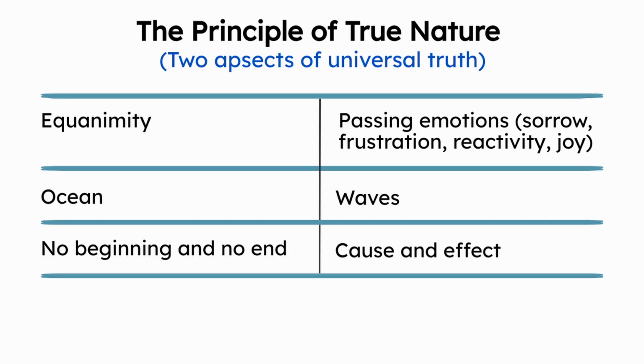Just like waves in the ocean. Our passing emotions are like waves, and then ocean is like equanimity. And ocean, waves, we cannot separate them. All kind of our human experience of our minds and thoughts, feelings cannot be separated from our original calm state of equanimity. And the final comparison in this chart is no beginning and no end, and cause and effect.